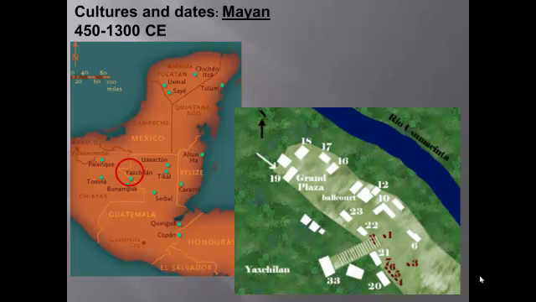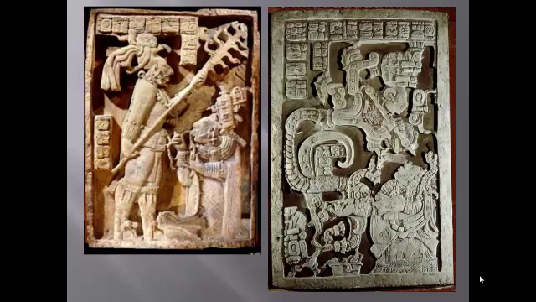Yaxchilan was one of many Mayan city-states, notable for its remarkable carved lintels depicting a ceremony. You need to know what ceremony and who was conducting it. So the image on the right is our required work, but the image on the left actually comes earlier in the narrative. What are Lady Xoc and her husband, Shield Jaguar, up to in the panel on the left?